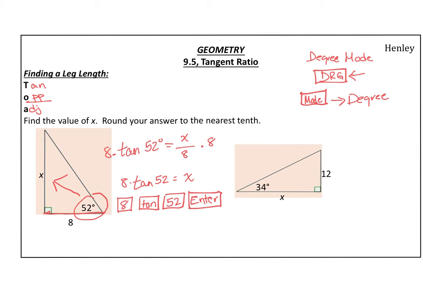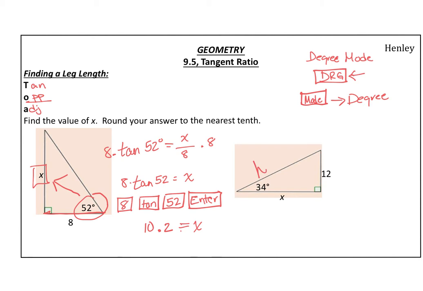When you type this, you will get 10.2. We're rounding it to the nearest tenth. It's actually 10.23953306. 10.23, the 3 makes the 2 stay the same, so 10.2 equals x. So the length of the leg will be 10.2. Let's do another one.